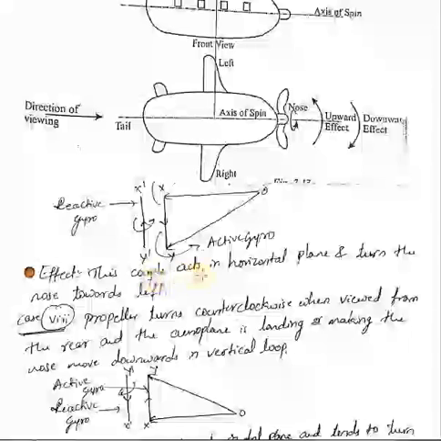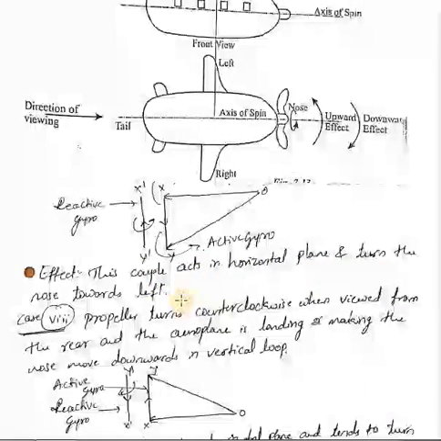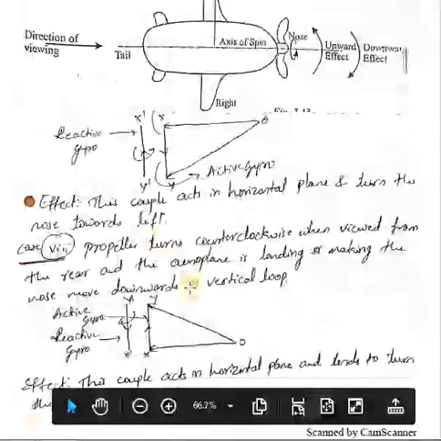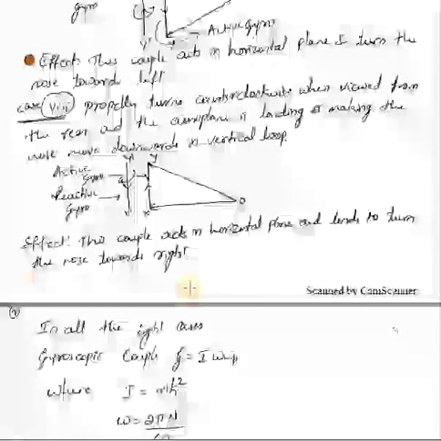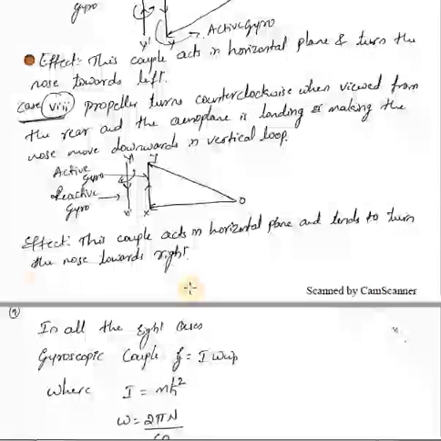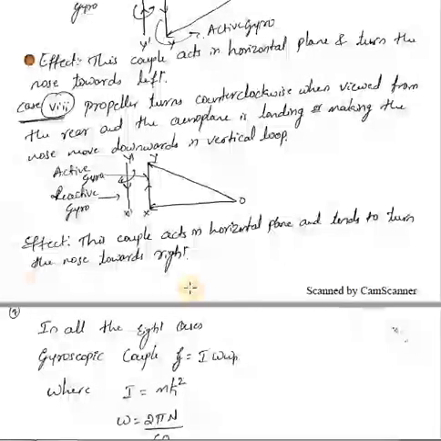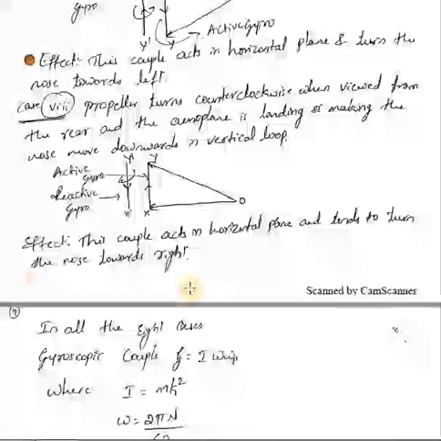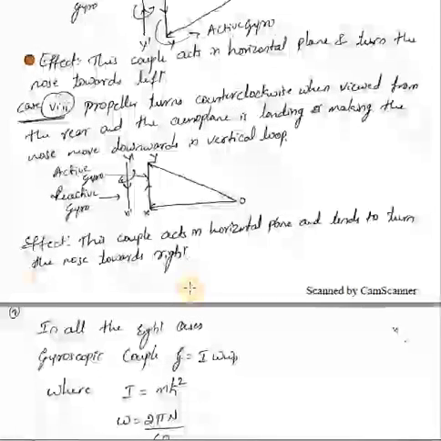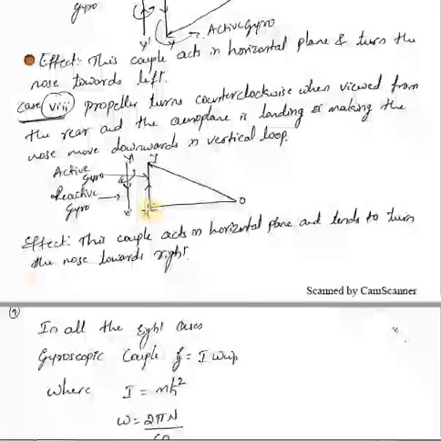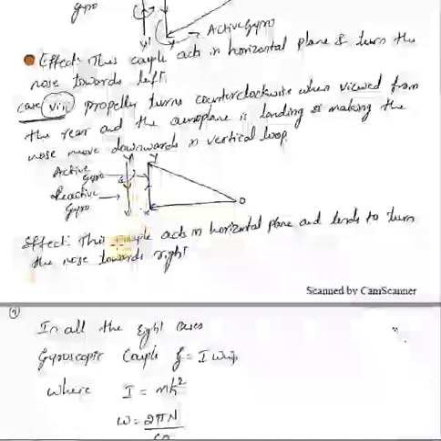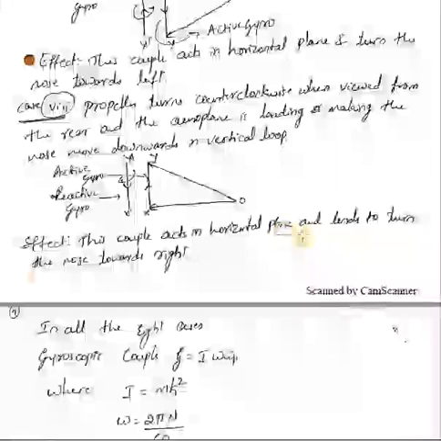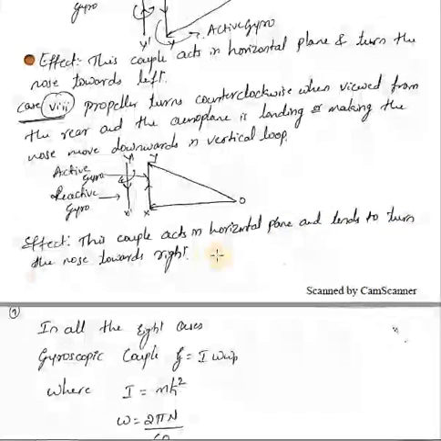Here this couple acts in the horizontal plane and turns the nose towards the left side. Similarly, the eighth case is when the propeller is rotating counterclockwise when viewed from the rear end and the aeroplane is landing, or making the nose move downward in a vertical loop. So this is the landing case when the propeller is turning in counterclockwise direction. Here O to X is before landing and O to Y is after landing, and this direction is for the active gyro and this direction is for the reactive gyro. This couple will also act in the horizontal plane and it tends to turn the nose towards the right side.